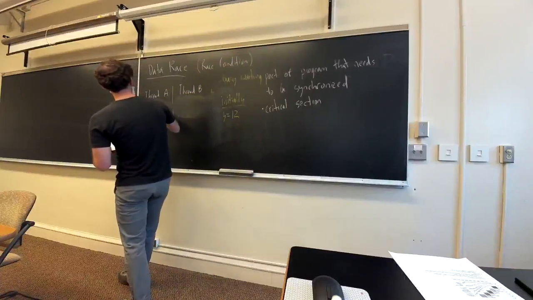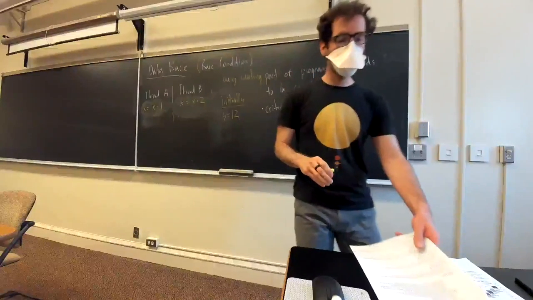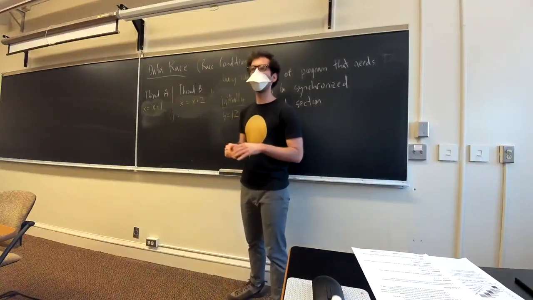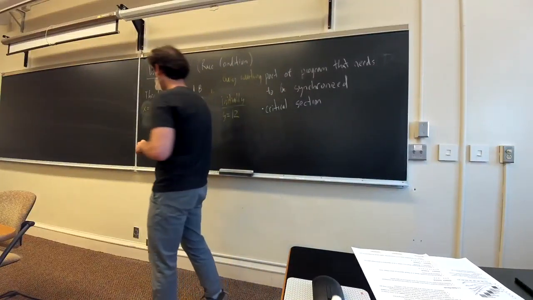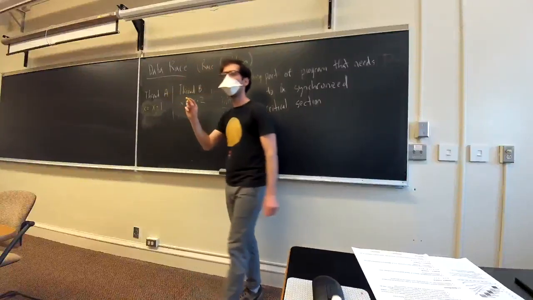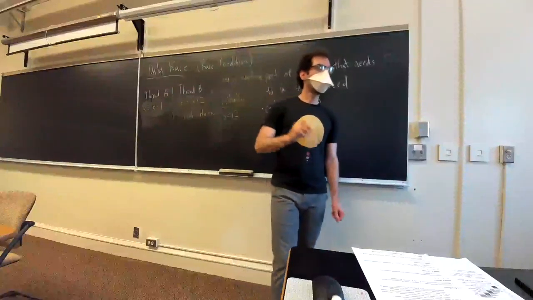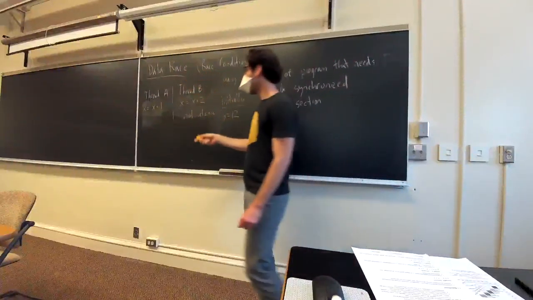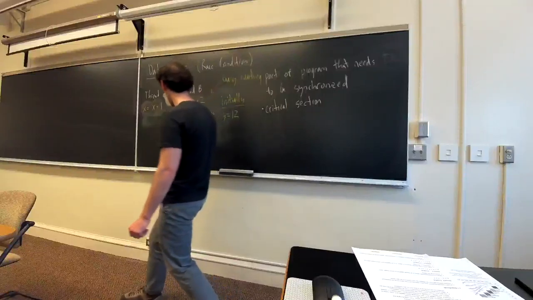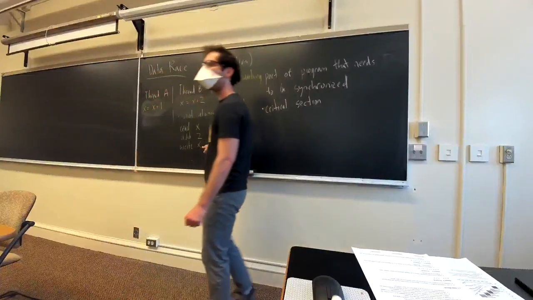What if I did X equals X plus 1 and X equals X plus 2? Before, I'm going to have you talk with your neighbors about what the possible values of X might be. But one thing that I want you to keep in mind is that this operation is not atomic, meaning it does not happen all at once. It may consist of reading the current value of X, adding 2 to that value, and then writing the result back to X.